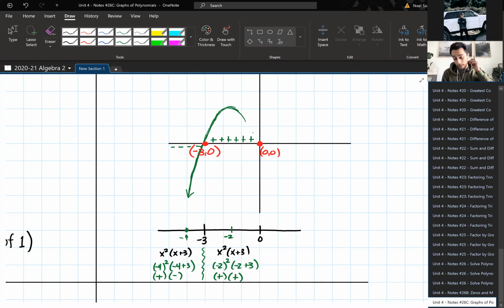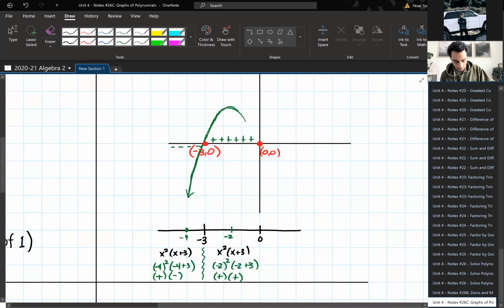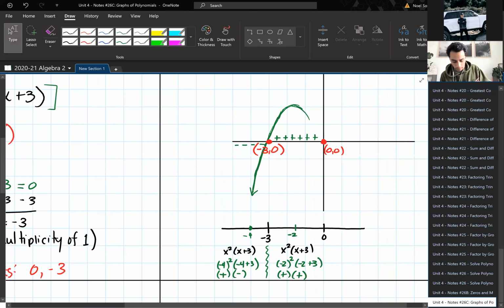Right? For now, we need to understand that if it crosses at -3 because it had a multiplicity of 1, and it also needs to touch this point at 0, 0, then that means that at some point it had to curve. It had to curve and it had to come back down because it's headed over to touch this point again.